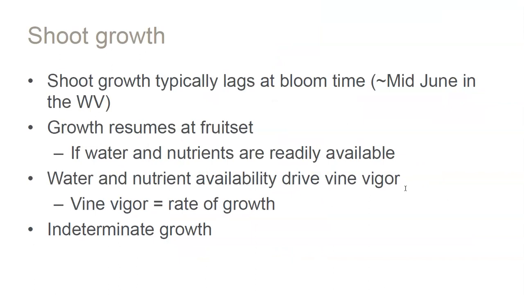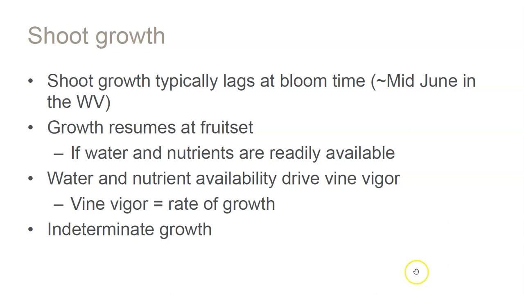Yeah. So generally, shoot growth starts lagging at bloom time, and then the vine is basically focusing on setting fruit, and then shoot growth resumes again. And then it will kind of stop around veraison generally. Kind of slows down, and then really the vine is focusing all of its efforts on the fruit.